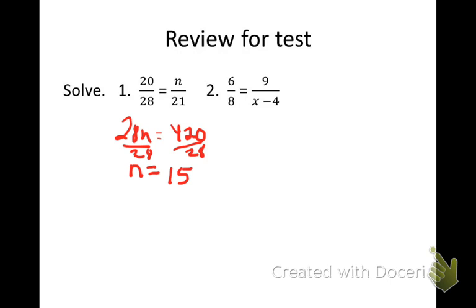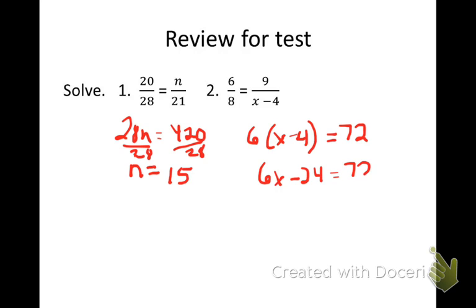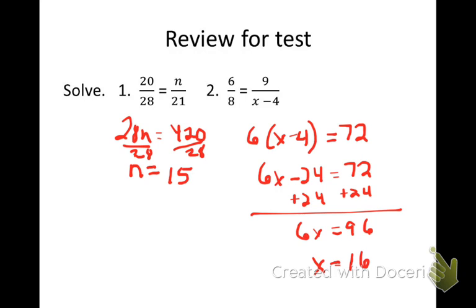And this one was diagonal from the 6, the whole thing, x minus 4, so you must use your parentheses. 9 times 8 is 72. Distributing, we get 6x minus 24 equals 72. So we would need to add 24 to both sides and get 6x equals 96. Again, divide by 6, and you're going to get x equals 16. So cross products are how we solve proportions.